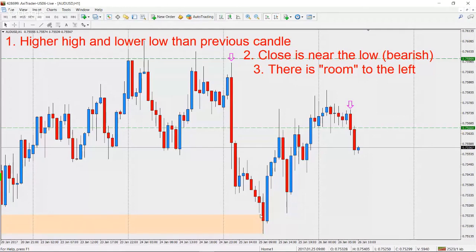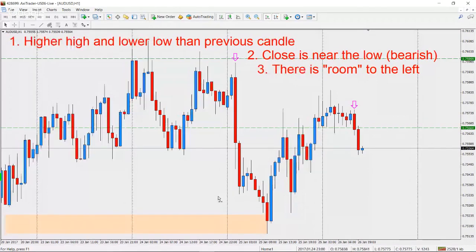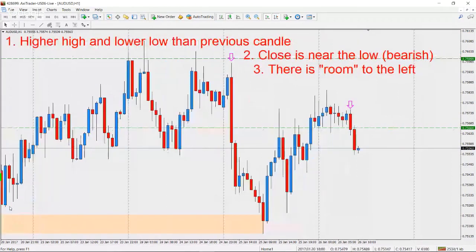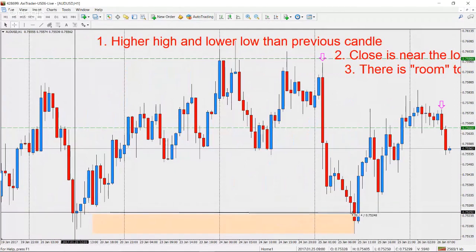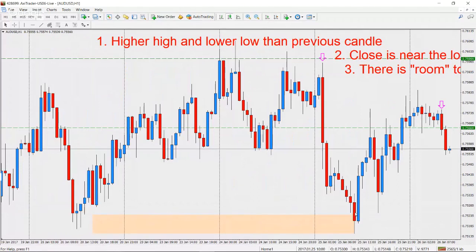This much of the candle printed on an area of the chart that hadn't really had any price action for a long, long time. In fact, you can see the last time the price action was down here was January 20th. Now that may not seem like a long time ago, but remember we're talking about a 1 hour chart. So that was 70 candles ago. 70 candles ago, the market printed at that area.